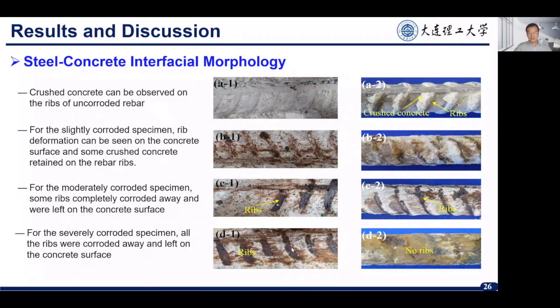We can see the entire ribs corroded off and left on the concrete surface, and the steel rebar is almost smooth, right? Smooth.